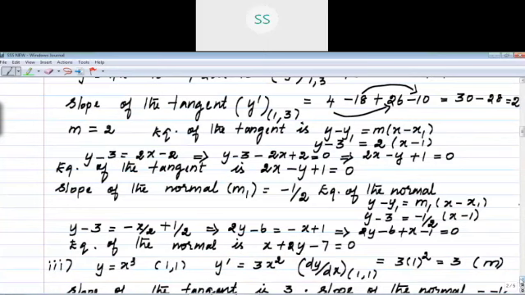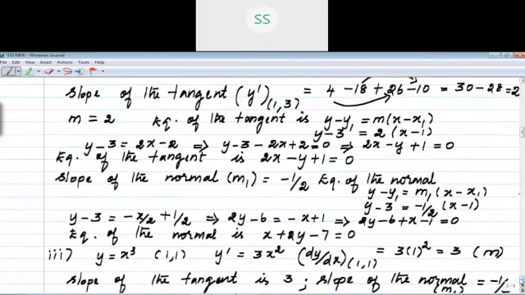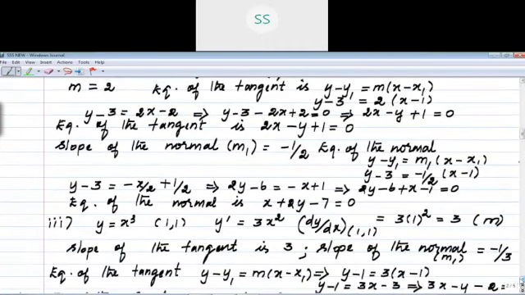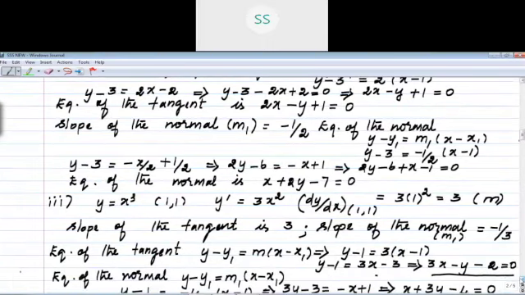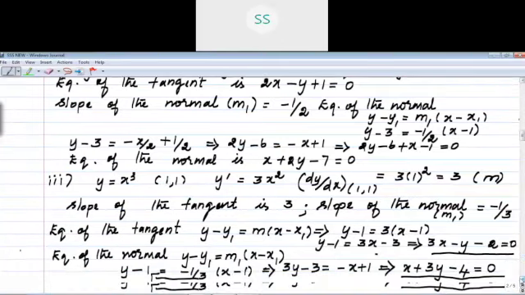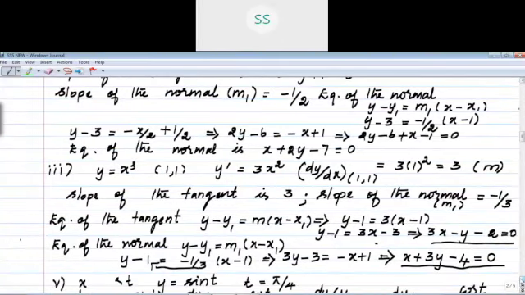y = x^3, 3x^2 is your differentiation part. You substitute the value as 1. The slope of the tangent is 3. Slope of the normal is -1/3. Equation of the tangent you found, right? Equation of the normal you found, right?